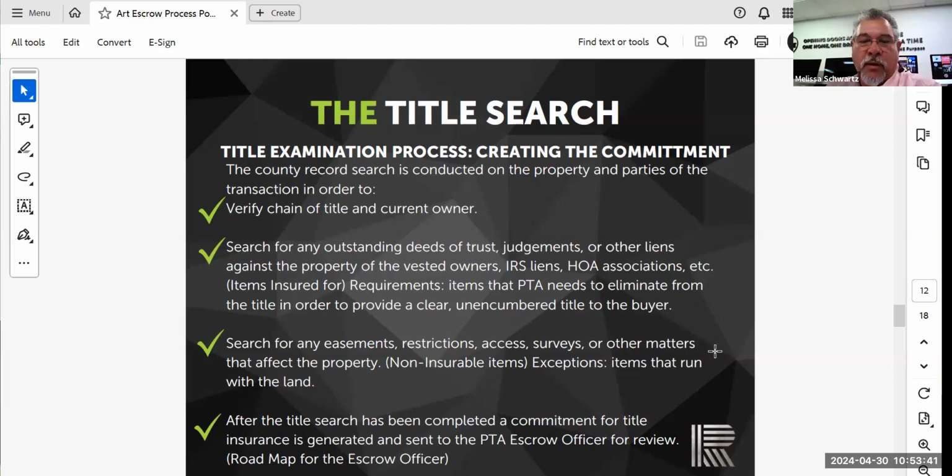Correct. Okay. After the title search, a commitment for title insurance is generated and sent to the escrow officer for review, a roadmap for the escrow officer. Once we get the title report, we will send it out to the agents and their clients, informing them of what the title report reads and if any action is required by them. Most times by the buyer, there's no action required. Unless there's a solar system, they'll be required to reach out to the solar company to get the transfer started. Other than that, as far as the buyer, there's usually nothing required. It's just information to let them know what's on title.